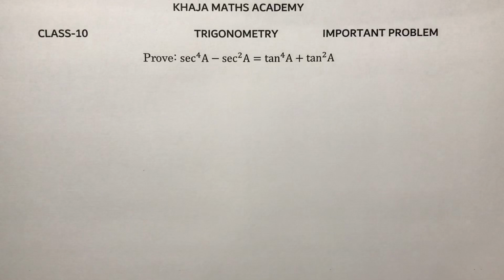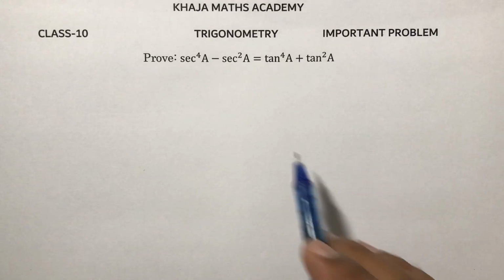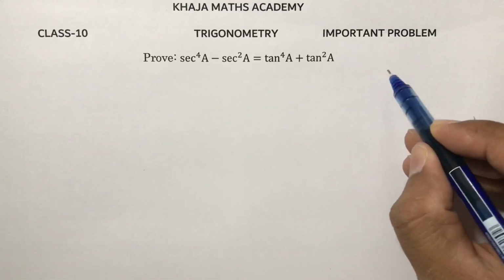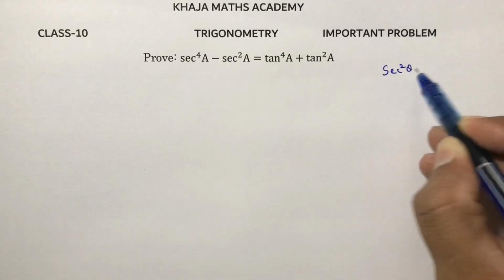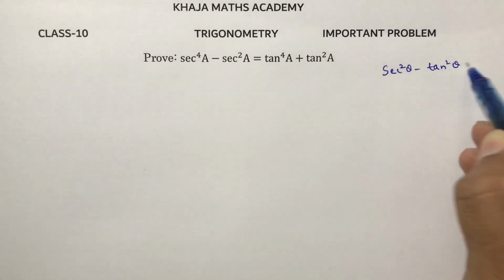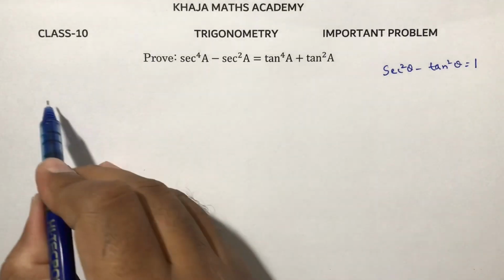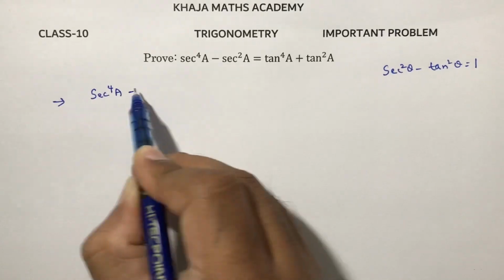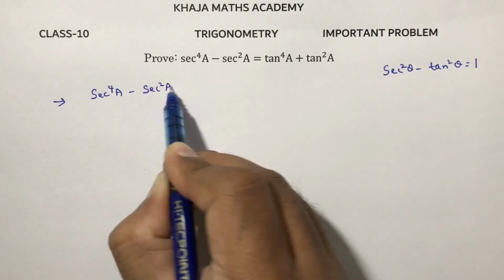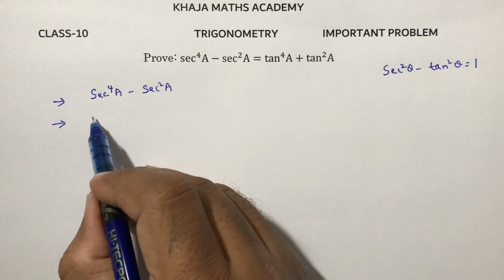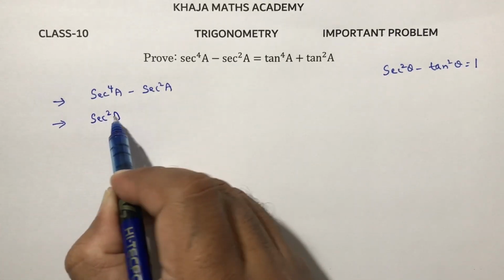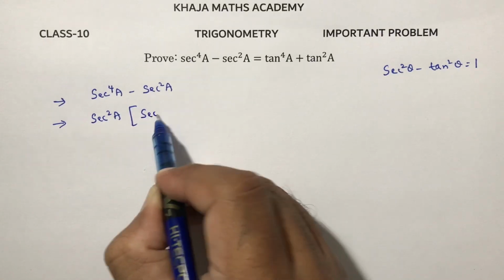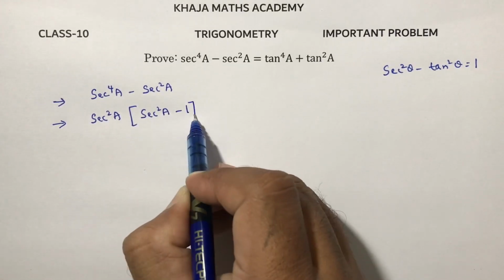Class 10 problem from trigonometry. Prove sec power 4a minus sec square a equals tan power 4a plus tan square a. So the problem is in terms of sec and tan. So use the identity, sec square theta minus tan square theta is 1. Now take LHS, that is sec power 4a minus sec square a. Now in these two terms, if I take sec square a common, I will be left with sec square a minus 1.